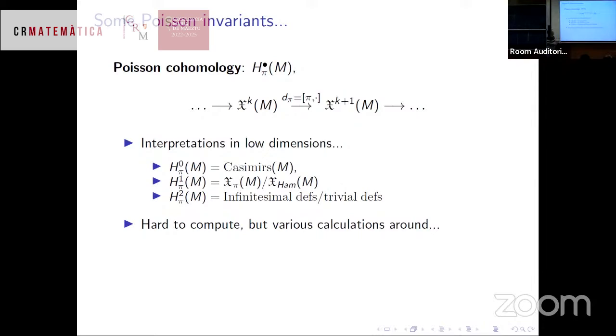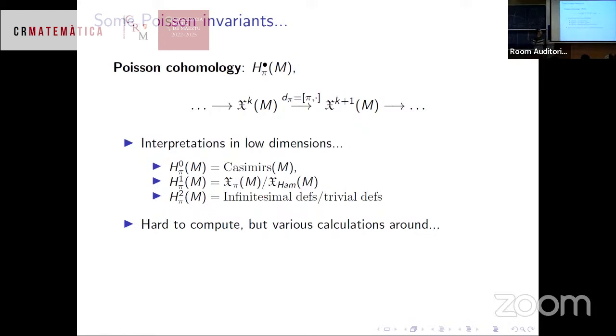And H2, which turns out to be relevant for many of these linearization and normal form theorems, is what encodes infinitesimal deformations of a Poisson structure modulo trivial deformations. So it's a kind of tangent space to the moduli space of deformations of the Poisson structure. Right? You can make sense of H3 as well, as obstructions to extending a Poisson structure to a formal one, whatever. And a remark is that they tend to be very hard to compute.